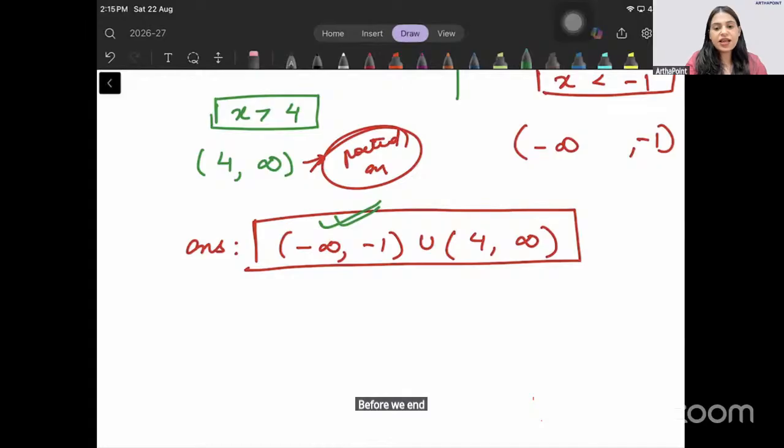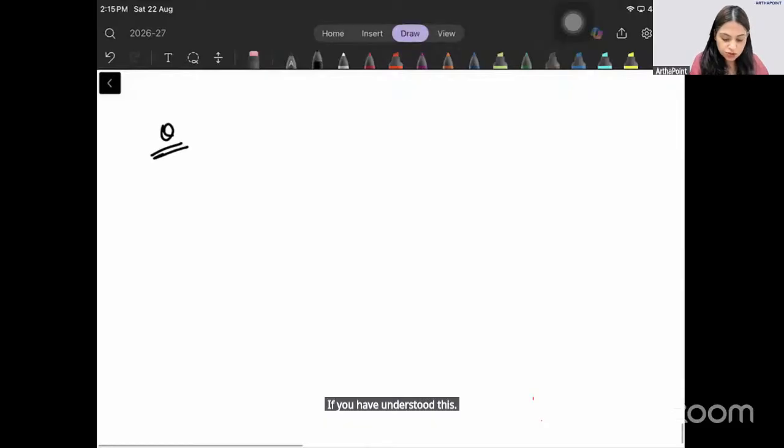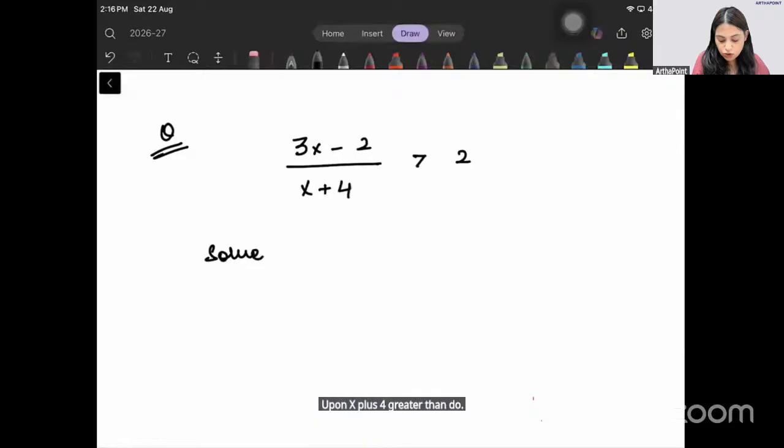Before we end the class, can you all do one question for me? If you have understood this, just do this question, okay? 3x minus 2 upon x plus 4 greater than 2. Solve for the domain of x. Quickly do this.